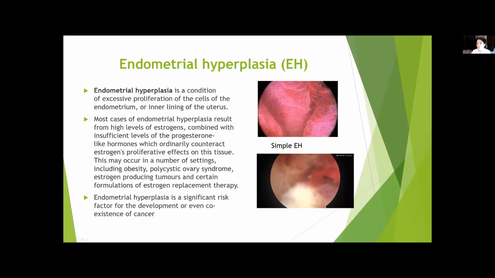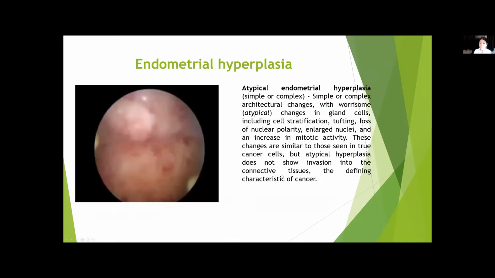In this picture, you can see simple endometrial hyperplasia. In this picture, you also can see simple endometrial hyperplasia. This woman has been bleeding for 1 month, so you can see the color of the endometrium is yellow, like endometrial hyperplasia.